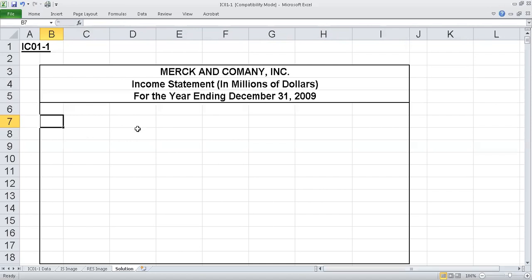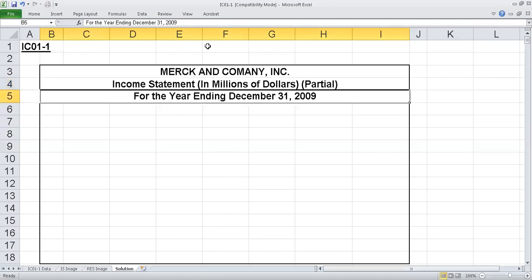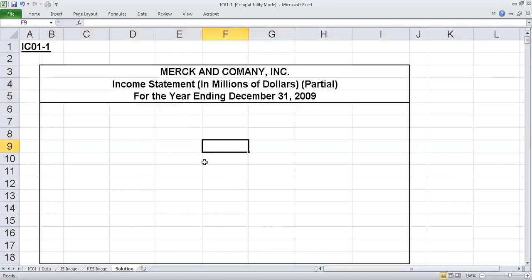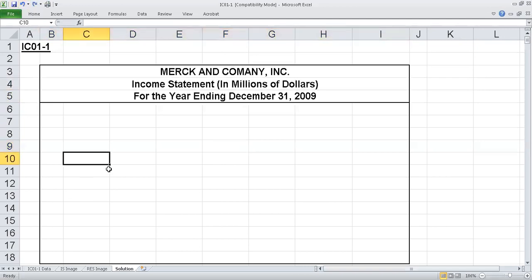Right? Another common modifier that you'll see is the word partial in parentheses. If you're only going to show the reader part of a financial statement, but not the whole thing, you have to tell them that, because that warns them that, hey, there's some stuff missing. All right. But in our case, we're going to prepare the entire income statement.